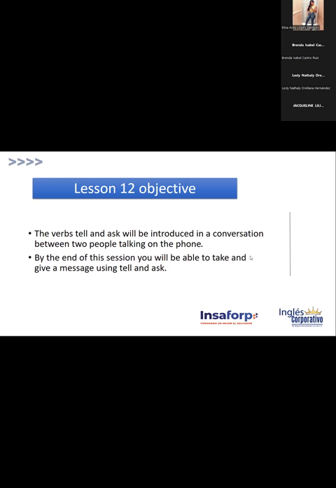The verbs tell and ask will be introduced in a conversation between two people talking on the phone. And read the second one, please. By the end of the session, you will be able to take and give a message using tell and ask. Thank you so much, Michelle. So we're going to learn how to use these verbs.